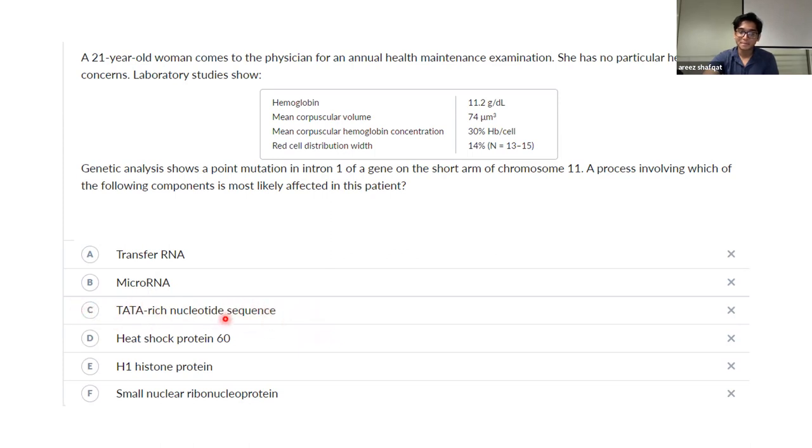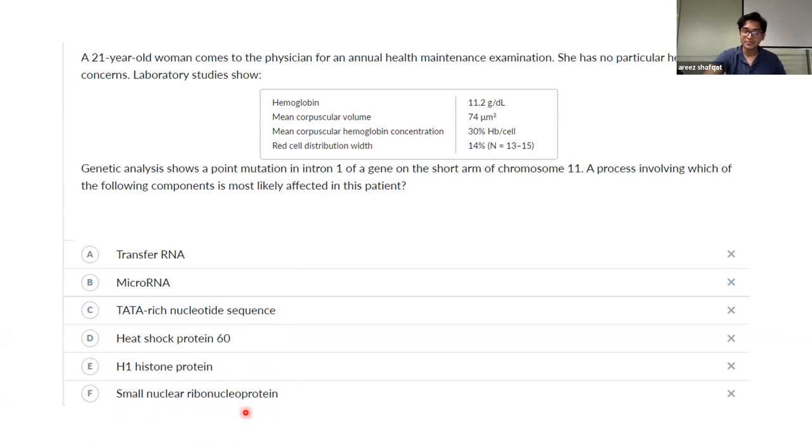What is C talking about? Promoter, exactly. The TATA box is essentially a consensus sequence found in most promoters. The other is a CAT box. Heat shock proteins, forget about them. H1 histone proteins: histones are proteins which form an octamer, and DNA is wrapped around them. This complex is called a nucleosome. So a mutation in histones wouldn't really do anything. Small ribonucleoproteins are obviously the correct answer here.